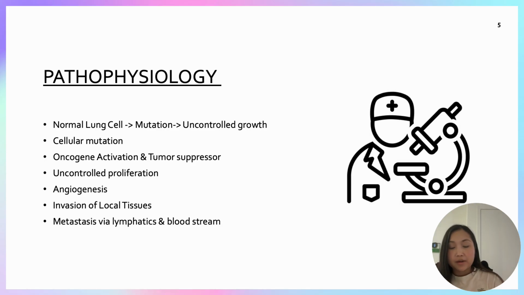So, getting more into pathophysiology, cellular mutation. Normal bronchial epithelial cells undergo genetic damage from carcinogens. Not only do carcinogens come from things like cigarettes or tobacco, they also come from radon or asbestos. Oncogene activation and tumor suppressor gene inactivation leads to loss of normal cell control.